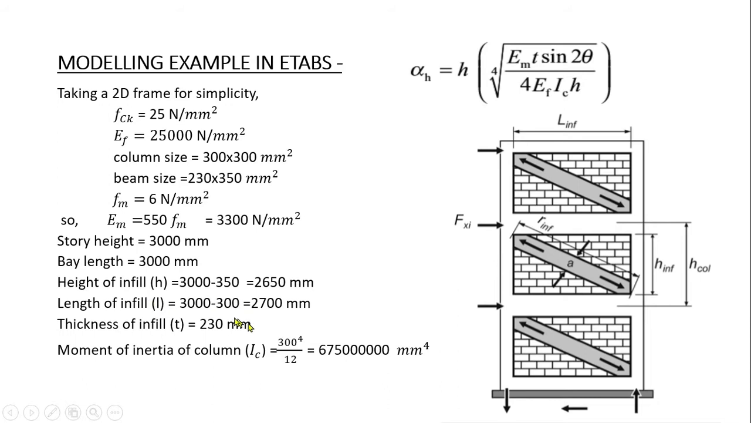For the length of infill we will use the cross section of the column. The cross section of column is 300 by 300 mm square, so we deduct it from 3000 to get the length of infill. This is the length of infill and this is the height of infill. Now we will assume the thickness of infill as 230 mm, and we can find the moment of inertia of the column, which is bh cube by 12. For a square we directly use b to the power 4 divided by 12, which will come out to be this value.